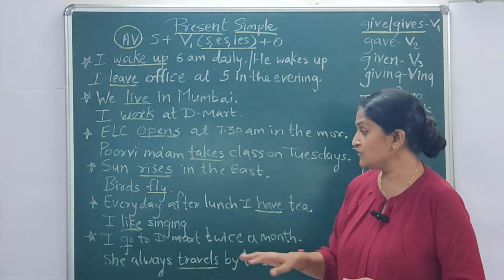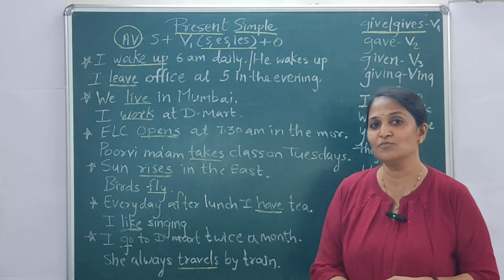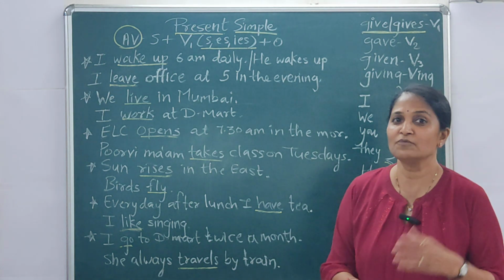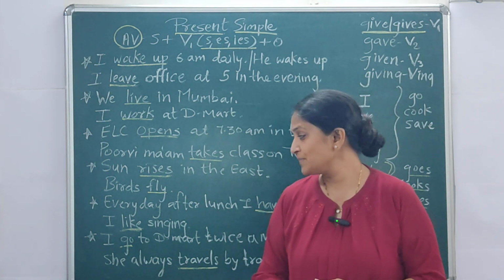Now last again, yes, few things are left. I like singing. What is I like singing? मुझे गाना गाना पसंद है. So when you talk about likes and dislikes, you use present simple tense.